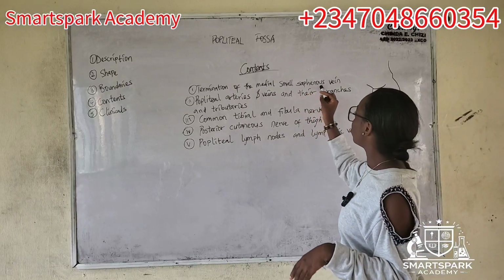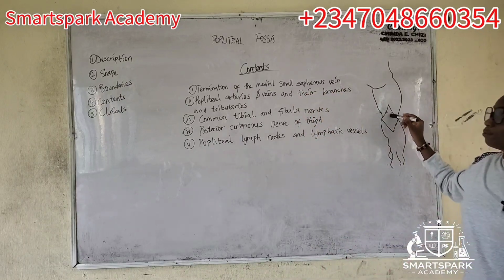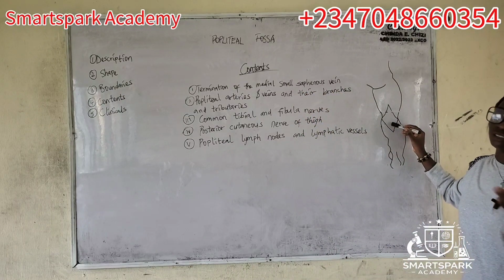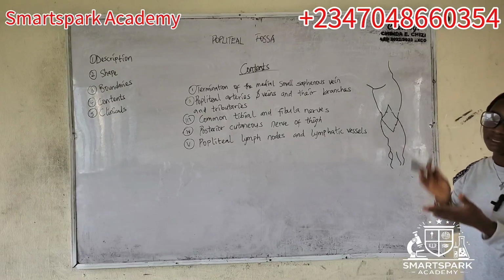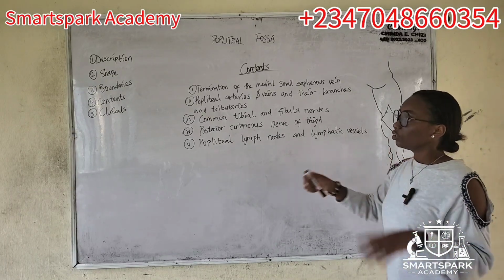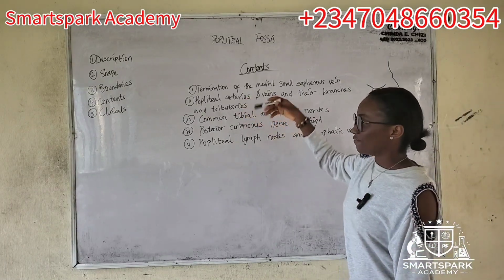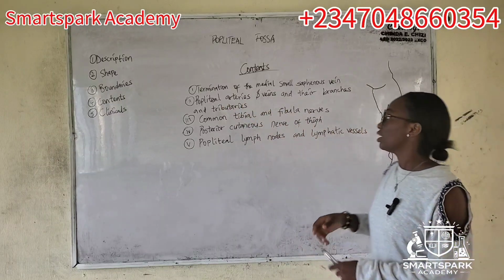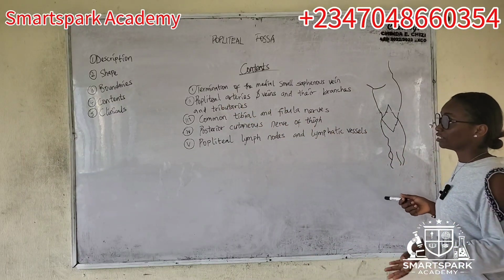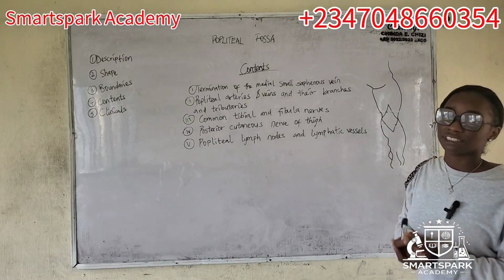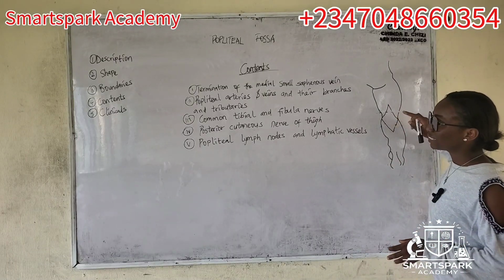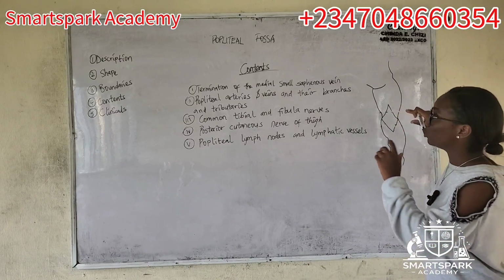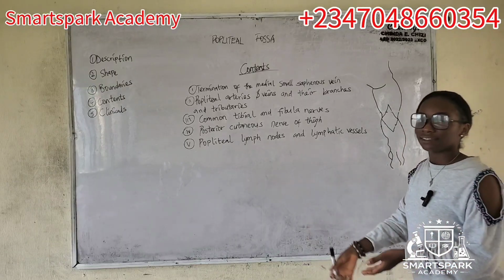Now this small saphenous vein ends in this popliteal fossa. So just remember ends. You cannot use any termination. Termination of the small saphenous vein. Number 2, we have the arteries and veins, popliteal arteries and veins, and their branches and tributaries. Now, the veins have their branches and tributaries. The arteries have their branches. They are found in popliteal fossa, so we call them popliteal arteries and veins.